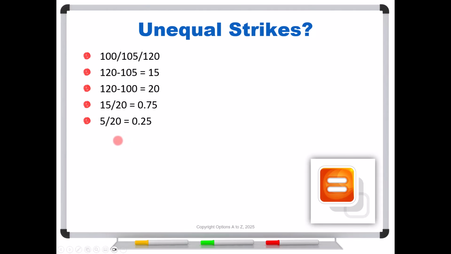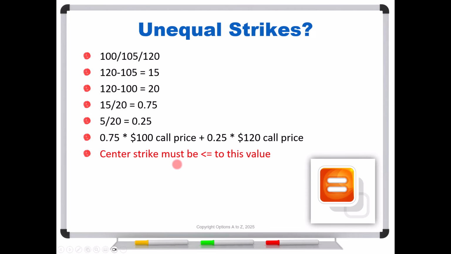So what I need to do is to take 75% of the $100 call's price plus 25% of the 120 call price. And if you do that, you'll come up with a number, and the center strike must be less than or equal to this value. So it's exactly the same idea, and we could actually use the same formula for a standard butterfly. We would just get 50-50. But when they're unequally spaced, we have to do this little tweak to them.